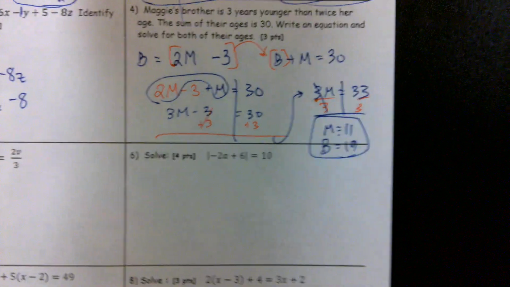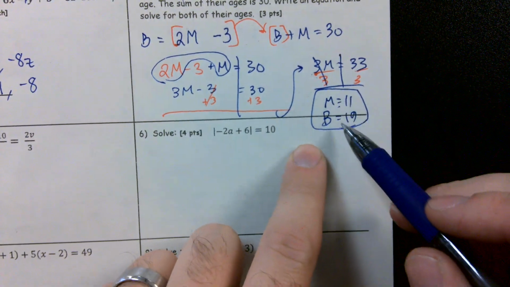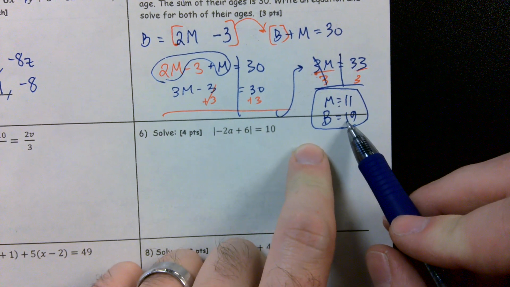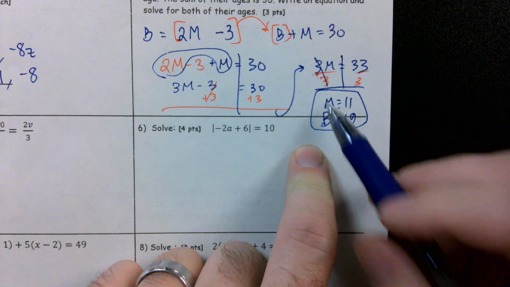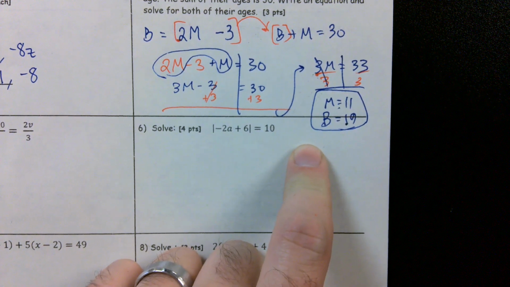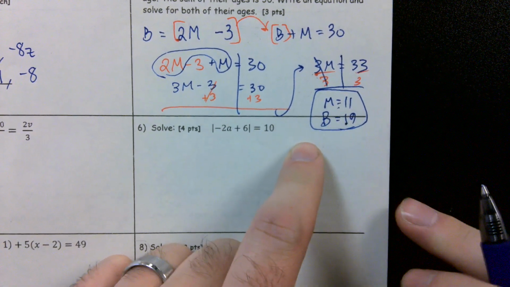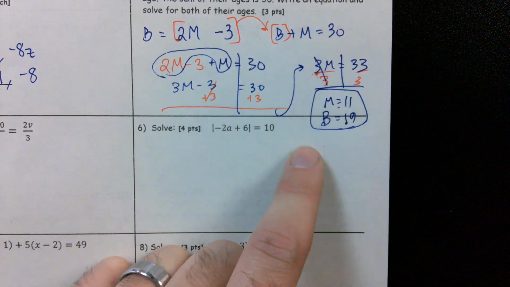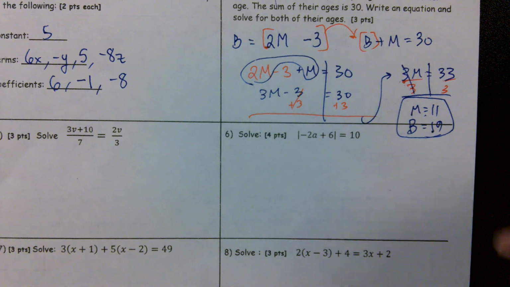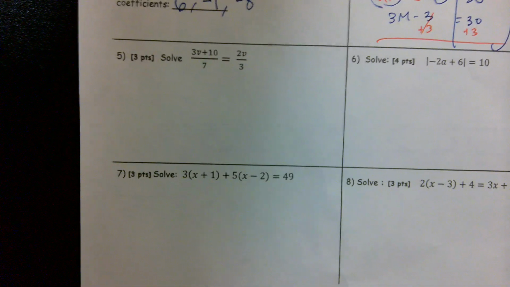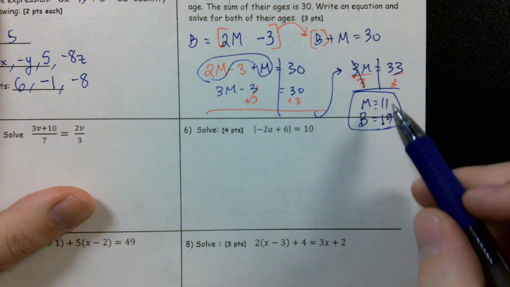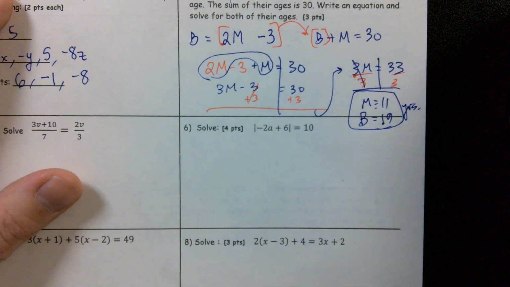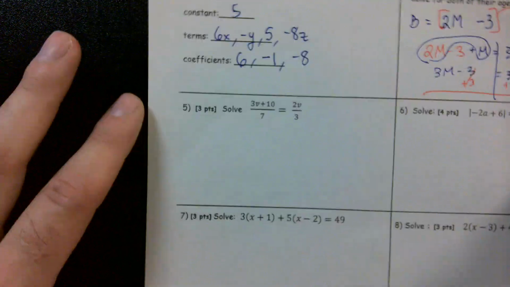Now, if you said that the brother was 11 and Maggie is 19, is that correct? No, it is not. So you have to make sure that you're following along, taking it slow, and looking at the right variables. Even if you get the numbers right, I'll take a point or two off if your names are all messed up. M equals 11. M was 11, B is 19. Years. We should technically have our units right: 11 years, 19 years.